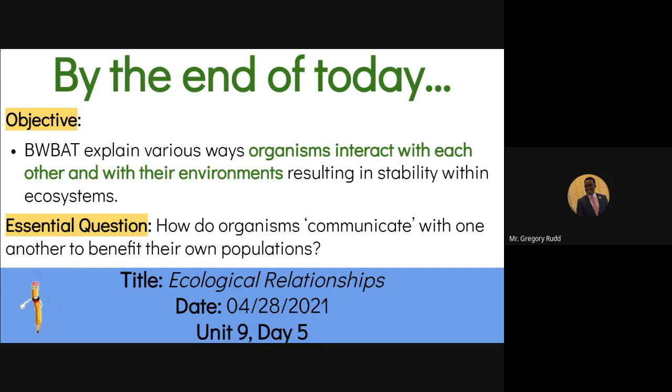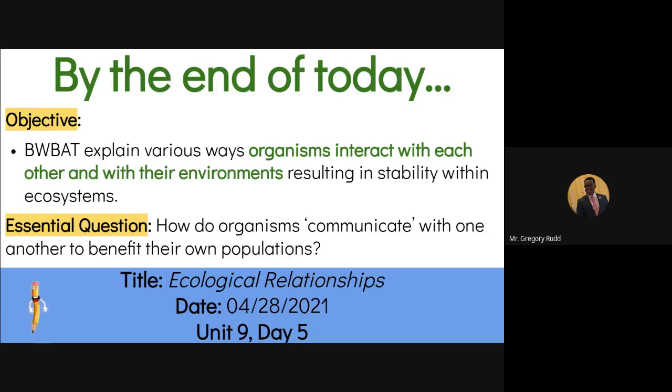That being said, today's lesson is about ecological relationships. It's the 5th day of our 9th unit. And the objective is to explain various ways organisms interact with each other and with their environments, resulting in stability within ecosystems. Previously, we have discussed some of the things that can cause disruptions to ecosystems, including human activities over the last 250 years or so.